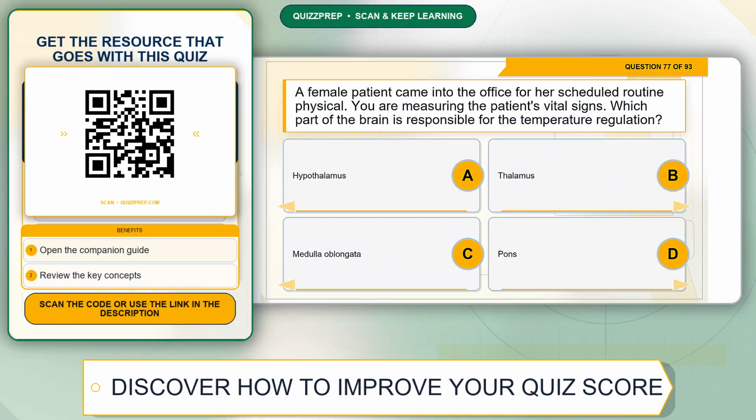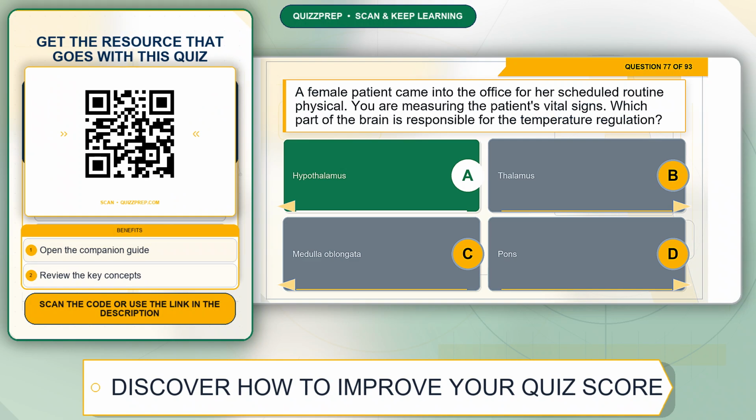Question 77. A female patient came into the office for her scheduled routine physical. You are measuring the patient's vital signs. Which part of the brain is responsible for the temperature regulation? Option A, hypothalamus. Option B, thalamus. Option C, medulla oblongata. Option D, pons. The correct answer is option A, hypothalamus.